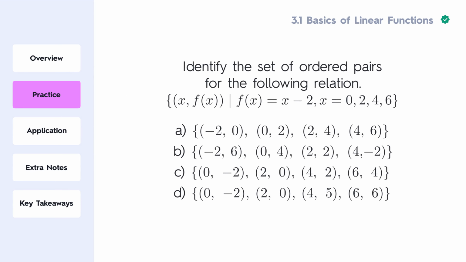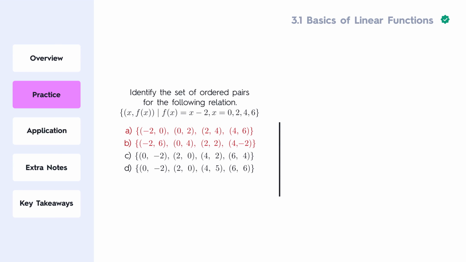Let's practice. In the following exercise, we must identify the set of ordered pairs for the following relation. Notice that options A and B can be directly discarded, since the first components of these sets do not correspond to the values given for x. Then, when substituting the x values into the function's formula, we find the second component for each ordered pair.